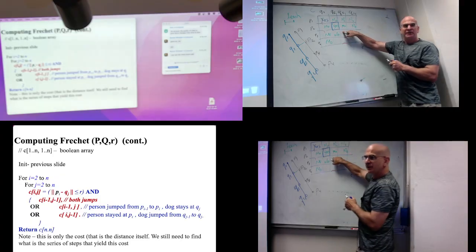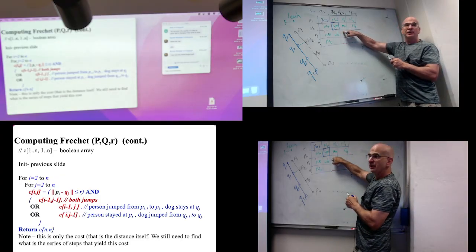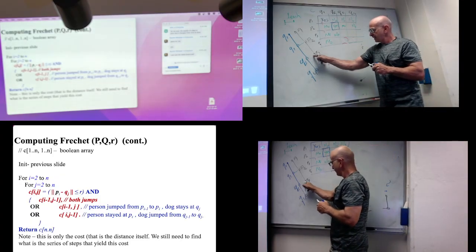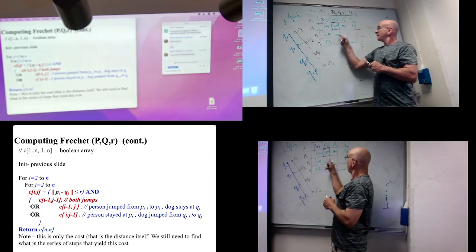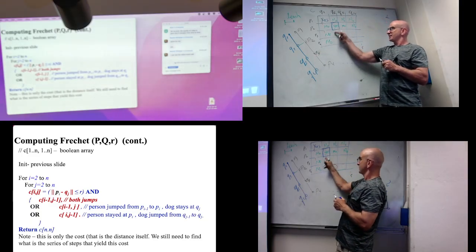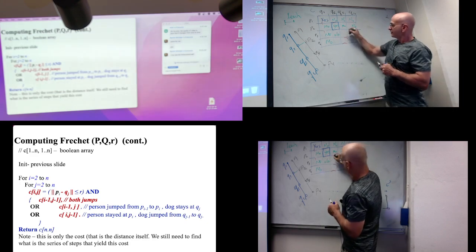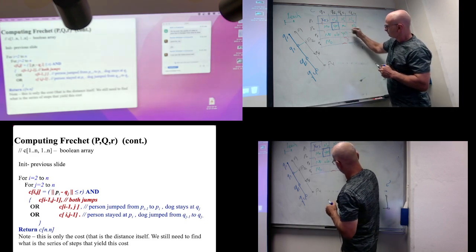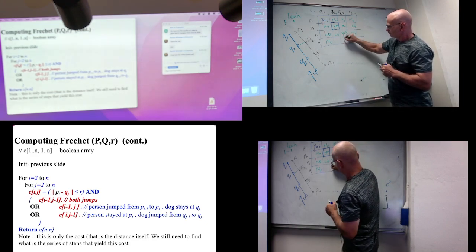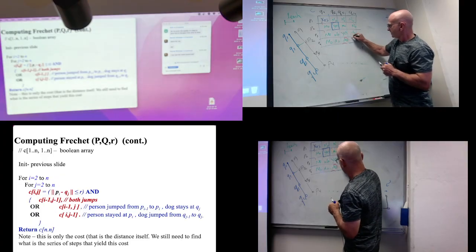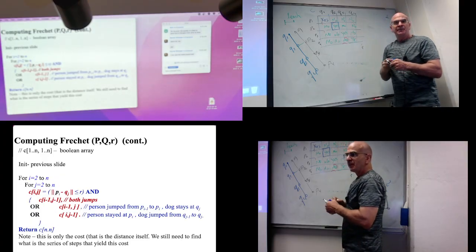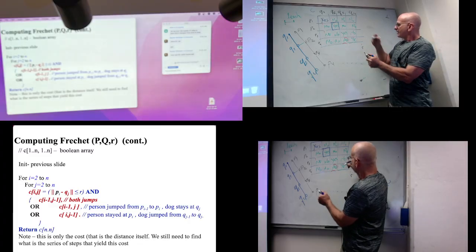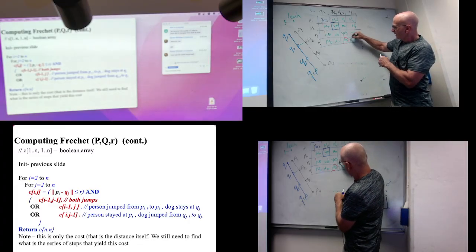No, what do I write here? P3, Q3. The distance between them is yes, and one of the surrounding cells, namely diagonally, is also yes, so this will be yes. No, no, no, and this will be yes as well. And notice that now I can track how come there is a yes here.